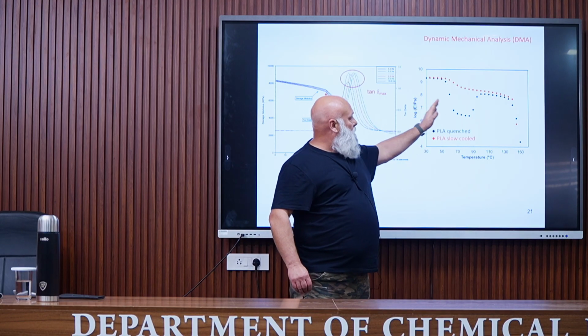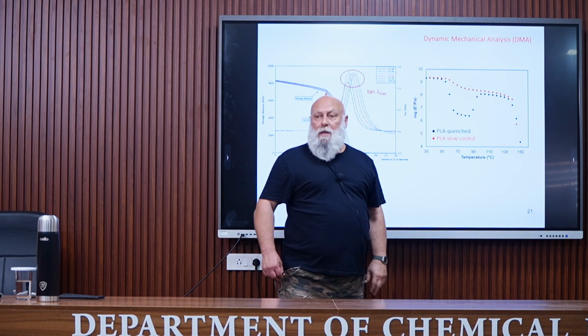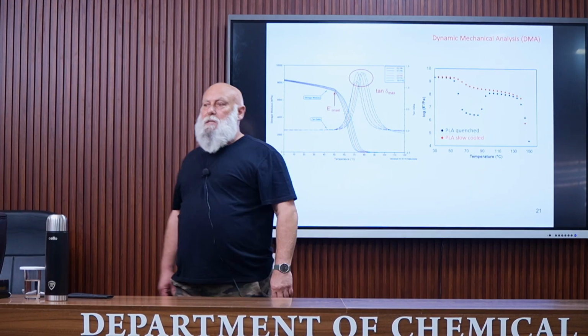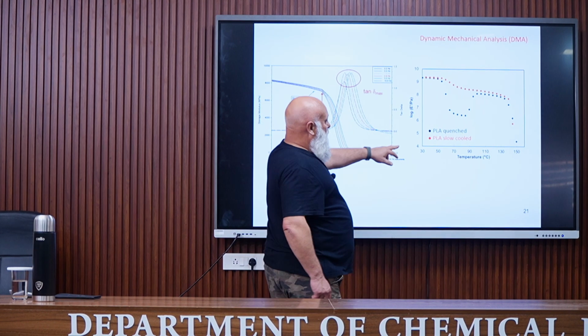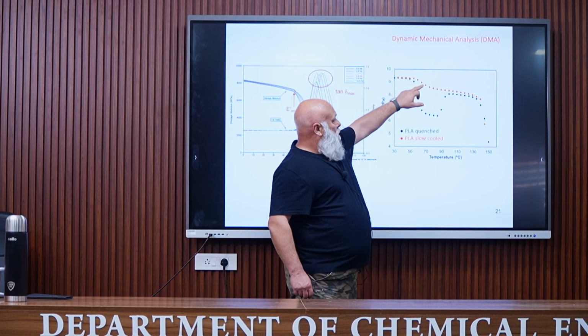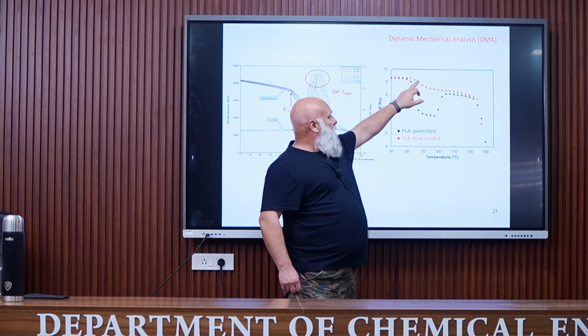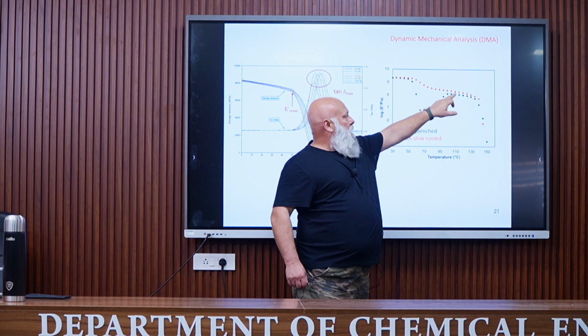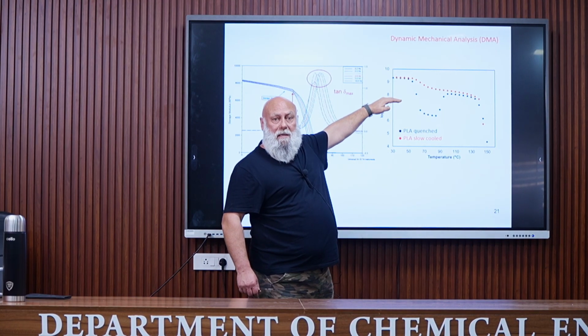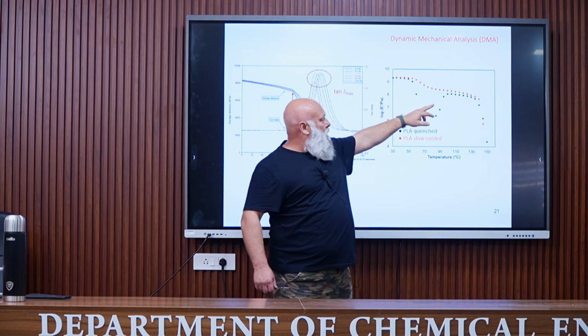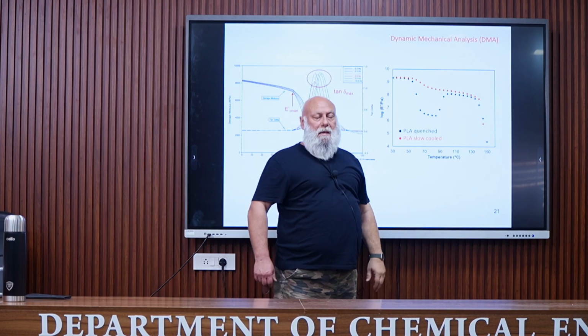And here you have the same curve for PLA that has been quenched, rapidly cooled. And then we have these two experiments. Of course, during quenching, the material cannot crystallize, or at least it will not crystallize at its maximum capacity. You can see the result. For PLA slow cooled, we have this relaxation associated to Tg, then a rubbery plateau much higher than 1 megapascal, which is characteristic of a semicrystalline polymer, and then melting.